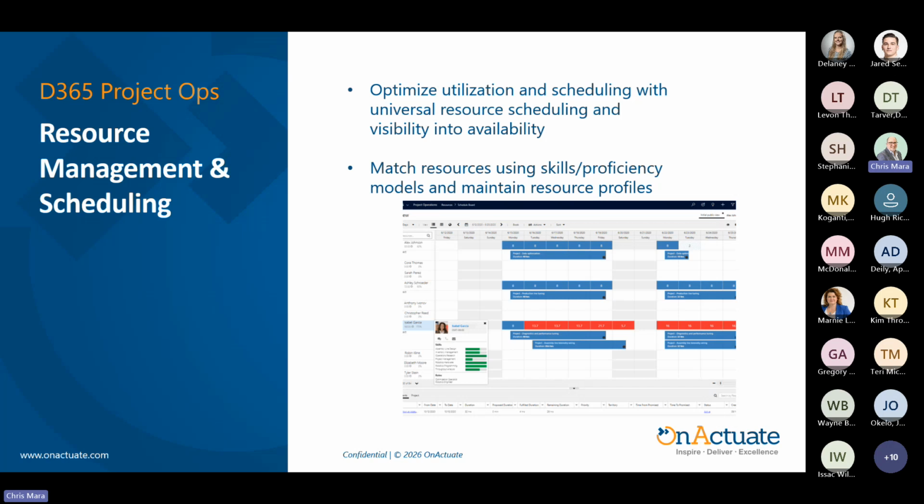The second part, which is just as important, is that Project Ops doesn't treat resources as interchangeable names on a list. It supports matching people based on skills and proficiency models and maintaining resource profiles so staffing decisions can be repeatable and defensible across programs and projects. In practice, this is how you reduce delivery risk. You allocate the right capability to the right work, and you can see utilization constraints early enough to adjust that plan.